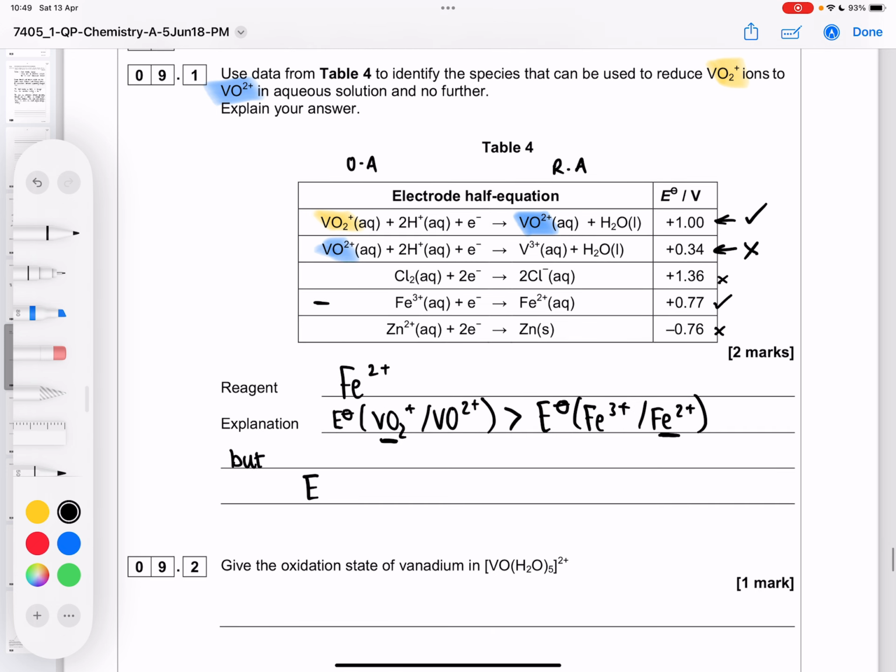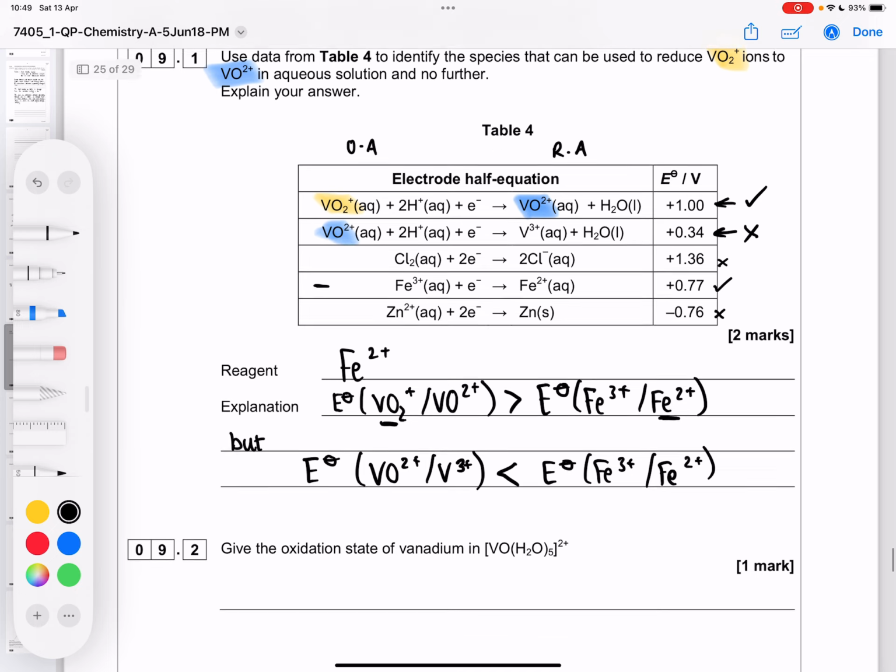But the E0 of the next one, VO2+/V3+, is actually less than the E0 of Fe3+/Fe2+, which means that the outer two things cannot react because of the less than symbol. Okay, so that's our answer to the first part.